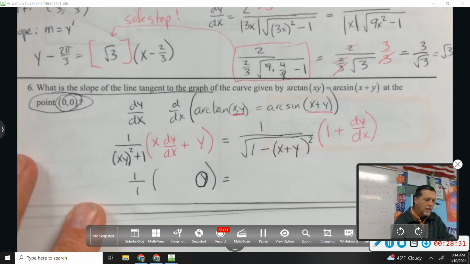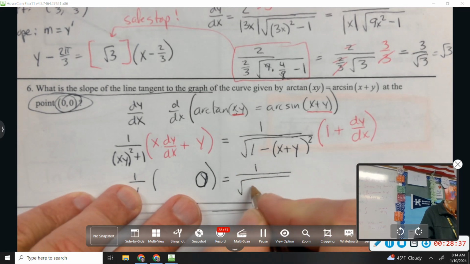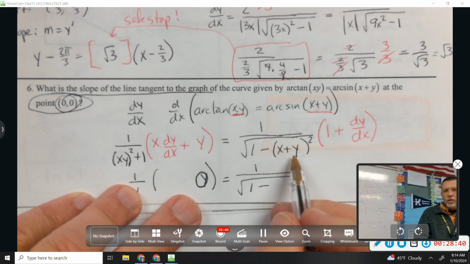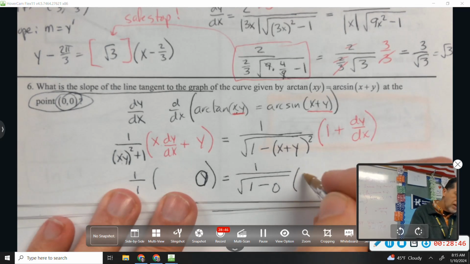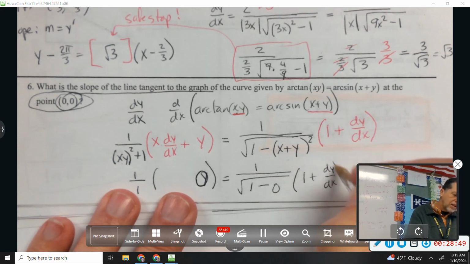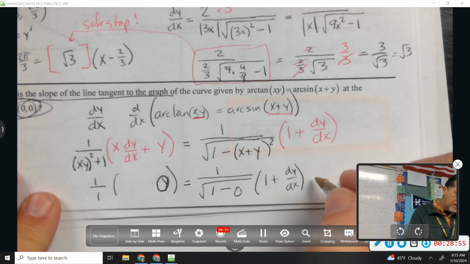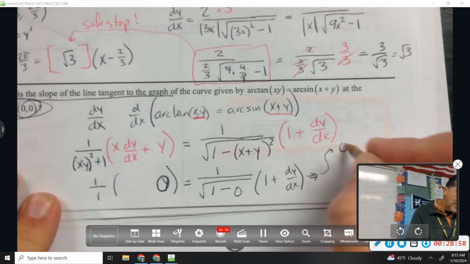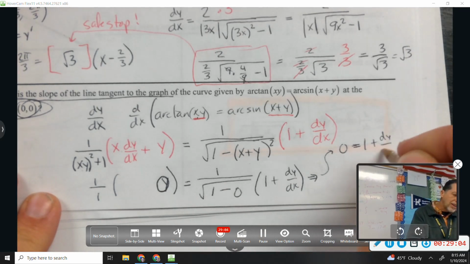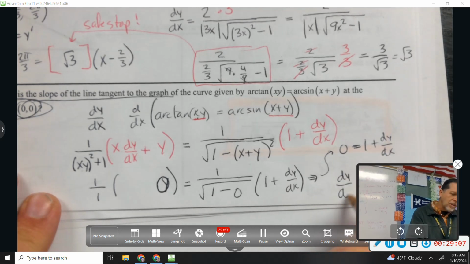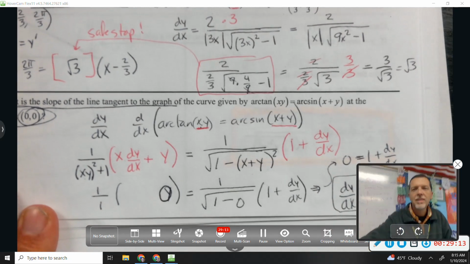That was nice. The right-hand side, 1 over square root 1 minus 0 plus 0 is 0. 0 squared is 0. 1 plus dy dx. Okay, so the left-hand side, all of that's 0. Running out of space here, but I'm almost done. 1 over square root of 1, that's just 1. 1 plus dy dx. So all that work to get dy dx equals negative 1. Man, that's an ugly one there.